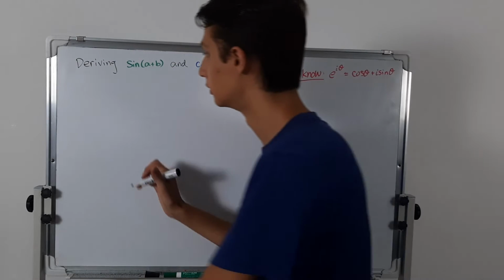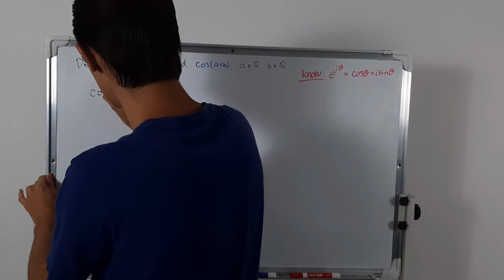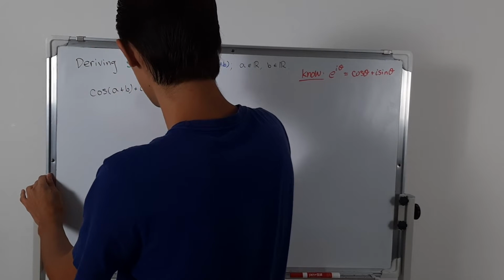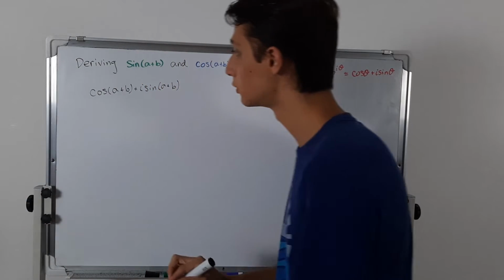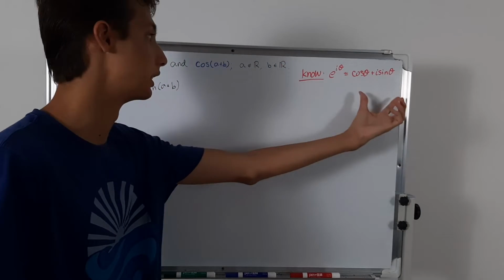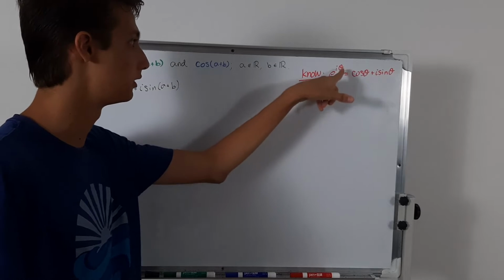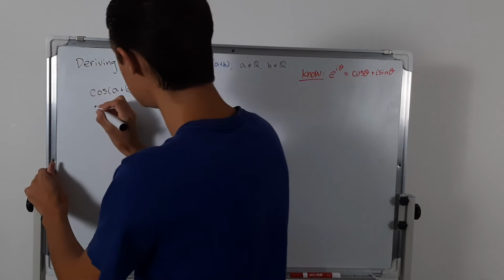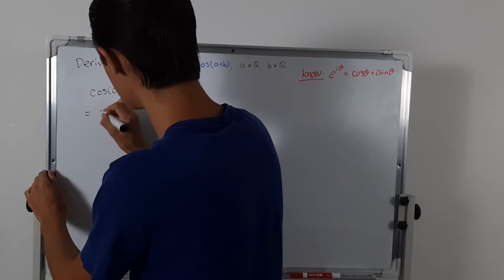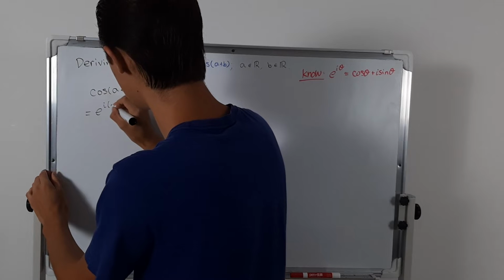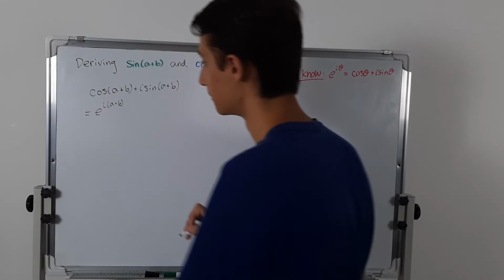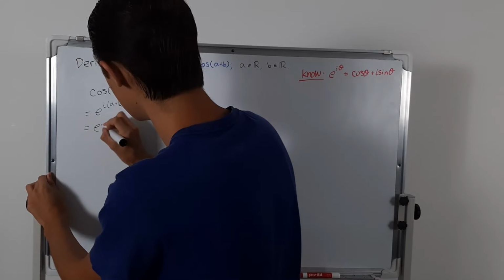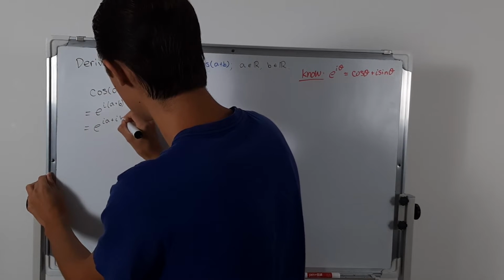So the first thing I want to do is I want to take cosine of a plus b plus i times sine of a plus b. And the reason why I'm doing this is because we can use this, kind of go backwards, and say that this is e to the i times a plus b, because a plus b is kind of our theta in this case. So this is going to be equal to e to the i times a plus b. Okay? And then it's very easy, we can go from there, we can say that this is e to the ia plus ib just by distributing.